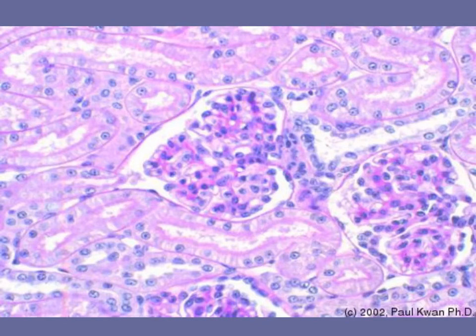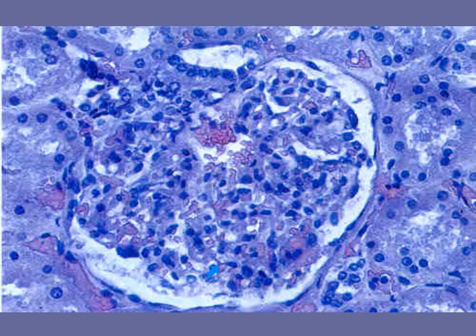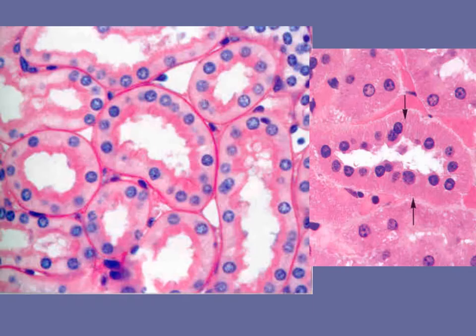Now, these simple cuboidal epithelium structures are the convoluted tubules, and we'll look at how you differentiate the types of these tubules on the next couple of slides. Here we have the glomerular capsule, or Bowman's capsule again. And again, we call it Bowman's capsule because Bowman was the individual who identified this structure.